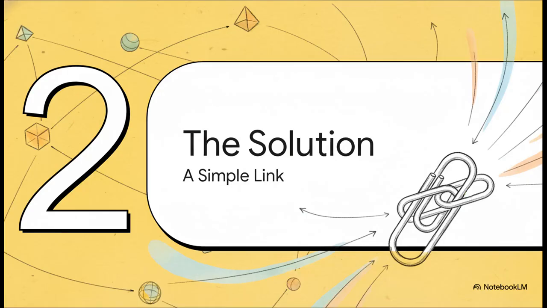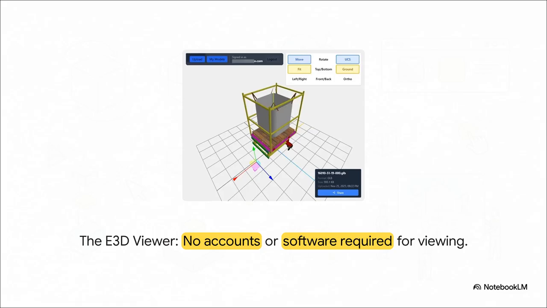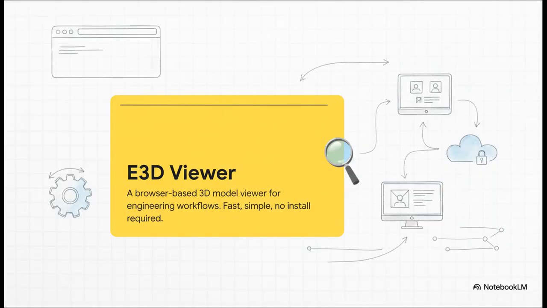All right, so after all that frustration, what's the answer? Well, it turns out the most elegant solution wasn't some bigger or more complex platform. It was something radically simple. It was just a link. And here it is. This is that solution in action, the E3D Viewer. Look how clean that is. It runs right in a web browser. Anyone you send the link to can immediately open it up, rotate the model, pan around, zoom in. There are no accounts to make, no software to install, zero friction. It just works.